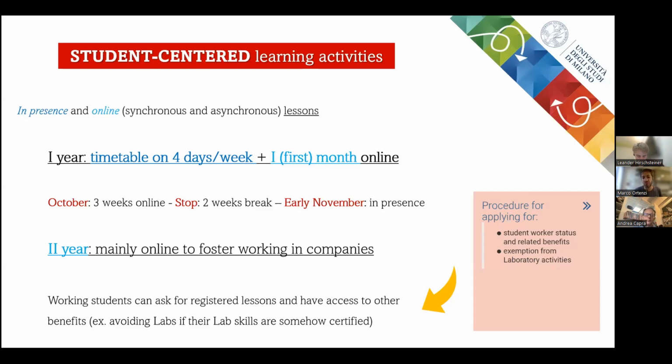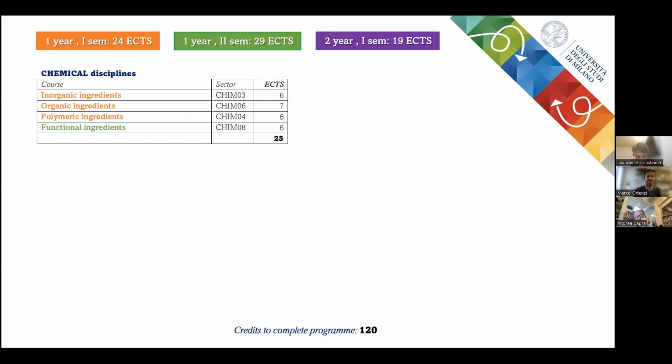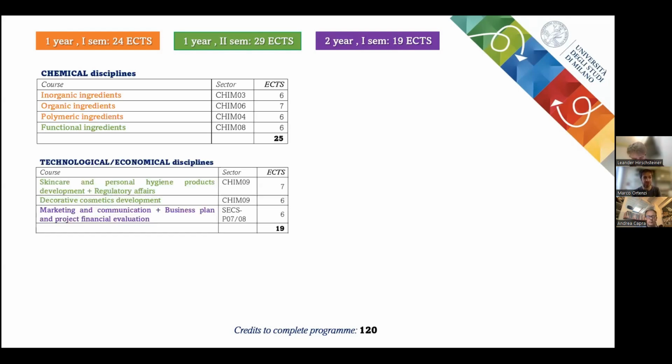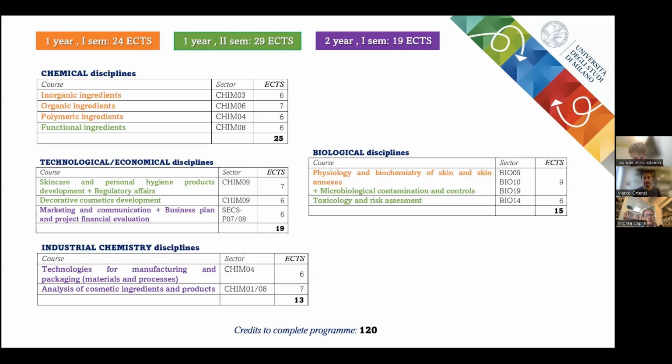Let's say, for example, if you already work in a laboratory, you don't need to follow the practical laboratories of the teaching, because you are supposed to know already what is done there. And checking the teachings overall, you will for sure have some chemistry teaching in organic and polymeric ingredients, as well as functional ingredients. But then you will also have some notions regarding marketing and communication, biology, obviously, skin and toxicology, for example, and also some exams related more to the technologies of packagings and on the analysis of cosmetic ingredients.